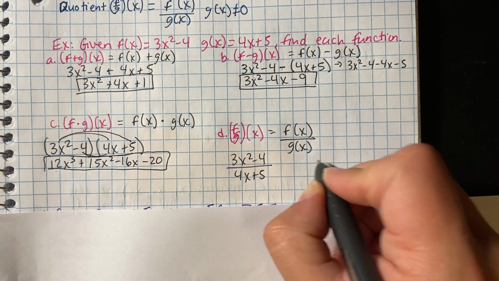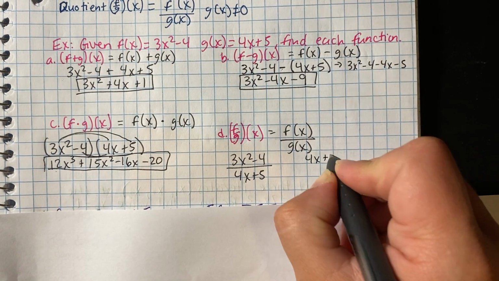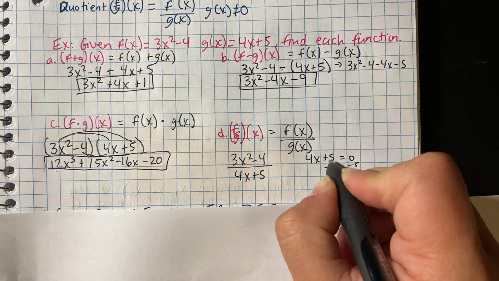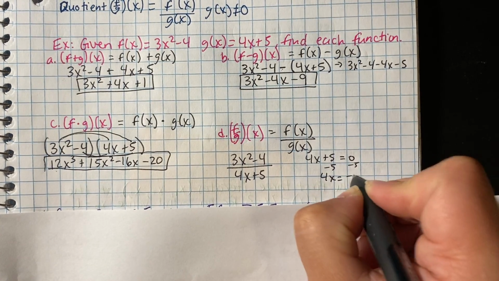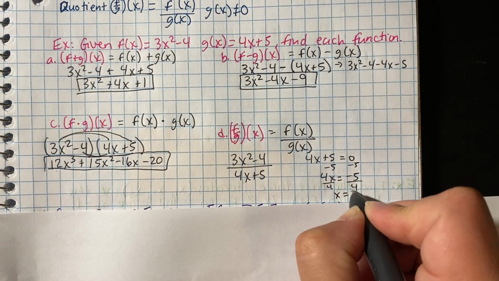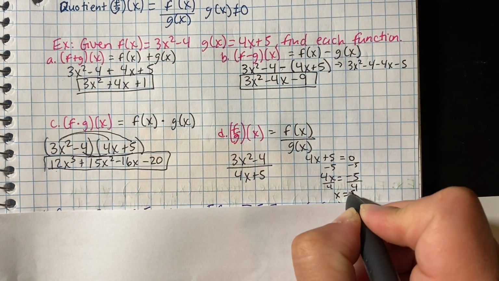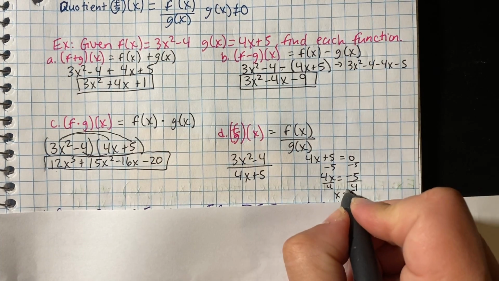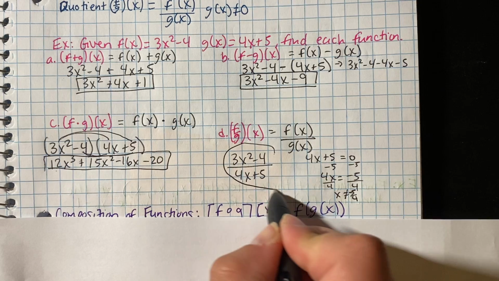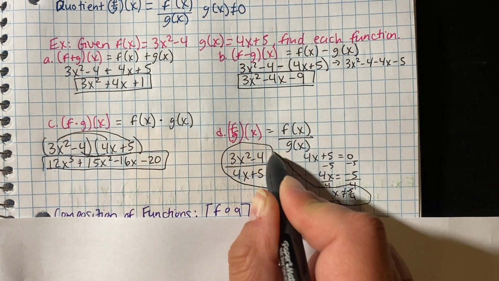So what's going to matter is this bottom can't be 0. So we're going to do 4x plus 5 equals 0 to find out what x can't be. Okay, so we know that x cannot be negative 5/4. So this is pretty much our answer.